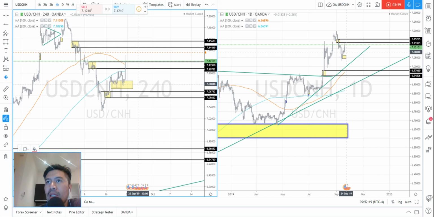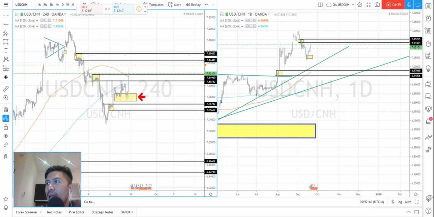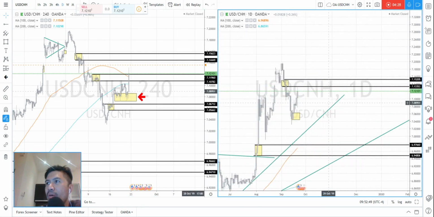Actually, last week I was looking into this pair, that if it will create a base formation, I am pretty sure that the price will shoot up, and lo and behold, the price really chopped through this supply level right here in the 4-hour chart. So the next level we have will be this one, which as we can see in the daily time frame, the price somehow respects.